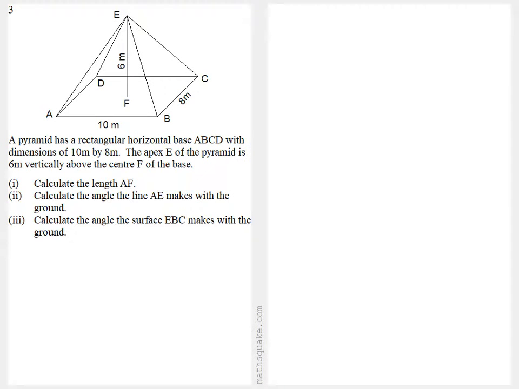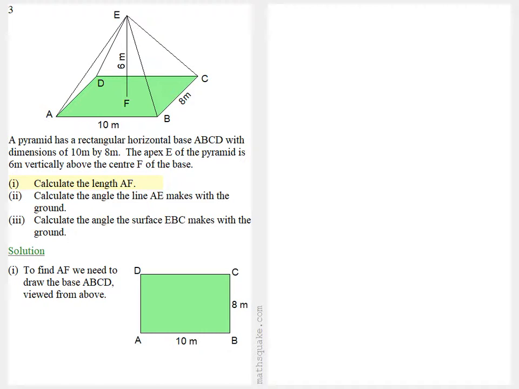Now let's look at question 3. A pyramid has a rectangular horizontal base ABCD with dimensions 10 meters by 8 meters. The apex, E, of the pyramid is 6 meters vertically above the center F of the base. In part 1, we have to calculate the length of AF. Now to solve this, to find AF, we need to draw the base ABCD viewed from above.